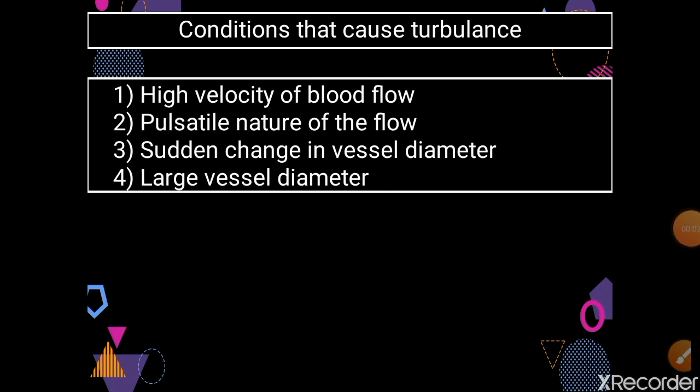Now let's have a look at the conditions that cause turbulence. As I mentioned before, high velocity of blood may give rise to turbulence. Pulsatile nature of the blood flow may also result in turbulence. Turbulence increases when there is a sudden change in the diameter of a blood vessel. Larger vessels have more turbulent blood flow.